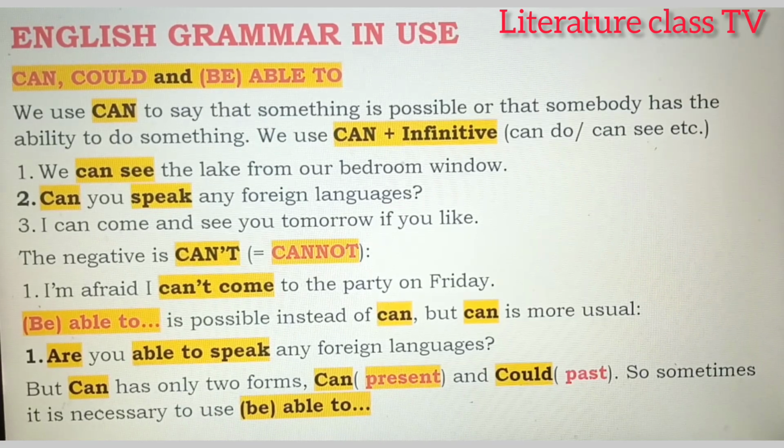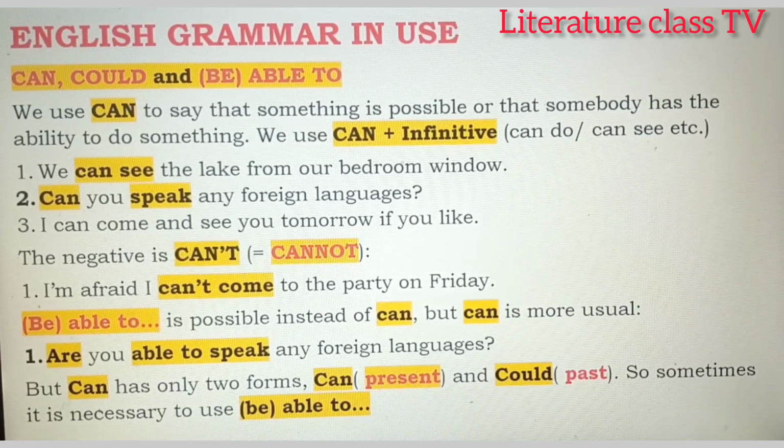Let's see an example. Are you able to speak any foreign languages? Do you have the ability to speak any foreign languages? You can say also, can you speak any foreign languages? The meaning of can is much the same as the meaning of be able to, because both of them show that something is possible to be done or somebody has the ability to do something.